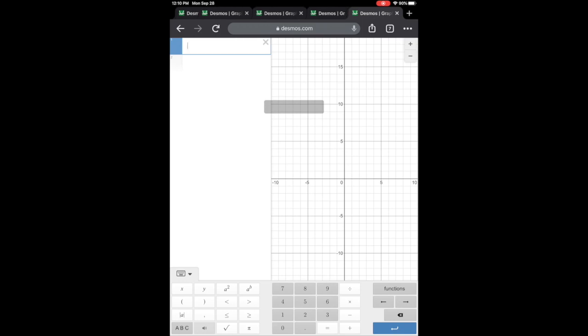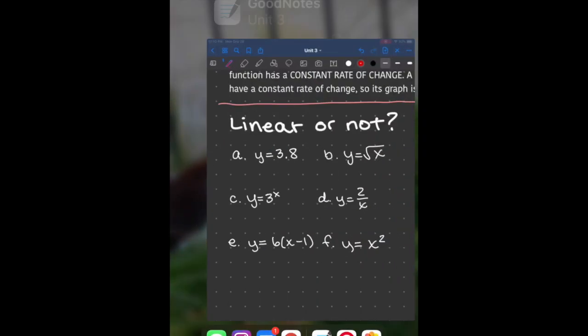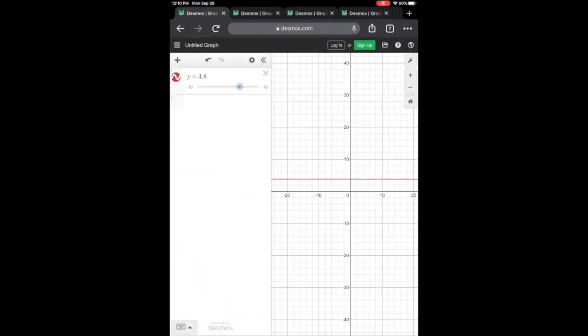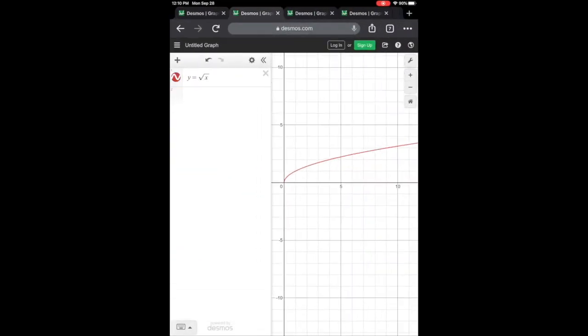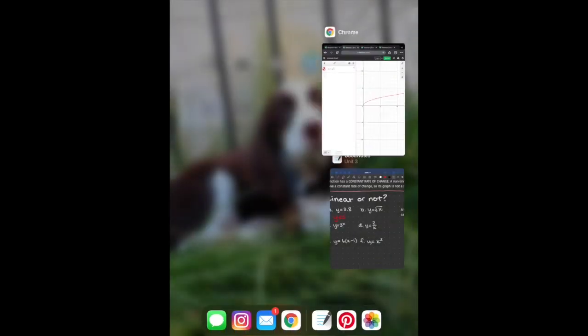So I already typed these in ahead of time to save time. So this is what y equals 3.8 looks like. And so it's a straight line and it would pass the vertical line test. So for 3.8, we're going to write yes, it is a function. Okay, now let's look at the square root of x. So this is what the square root of x looks like. As you can see, that line is somewhat curved, so it is not a linear function.